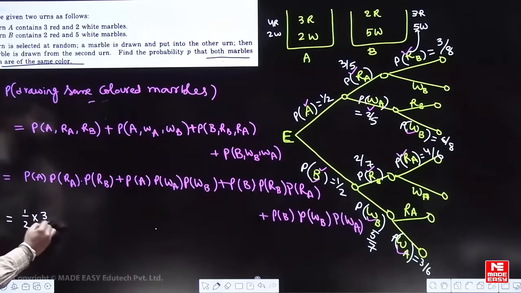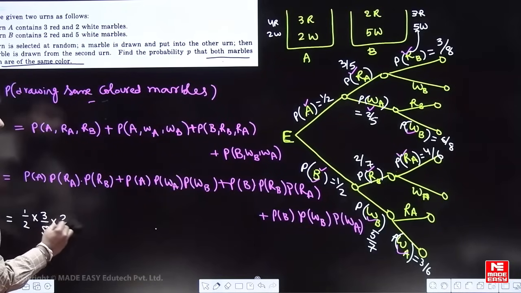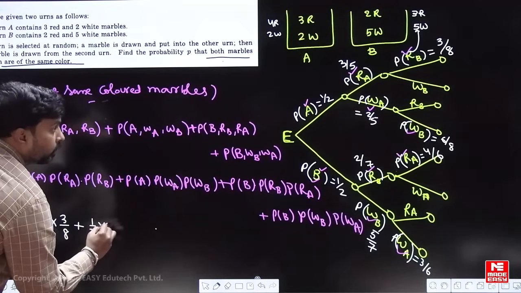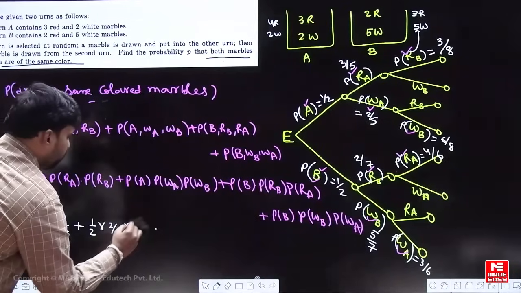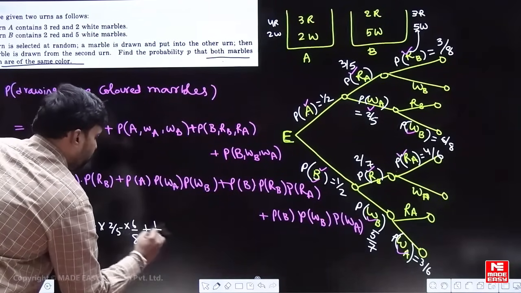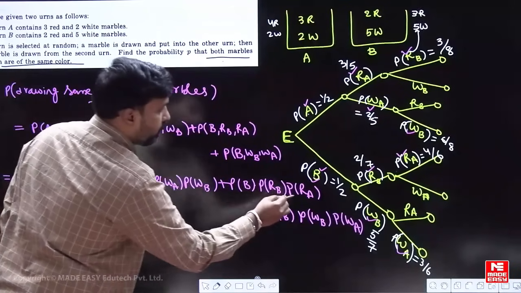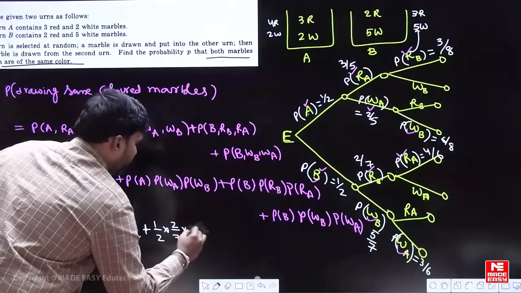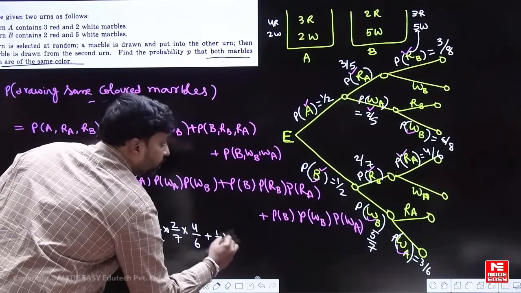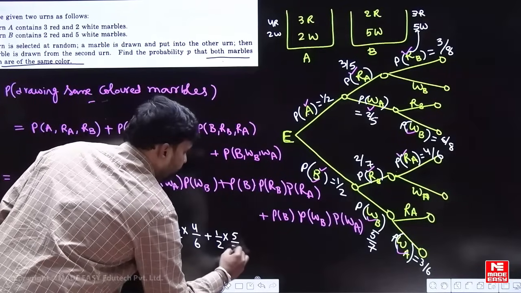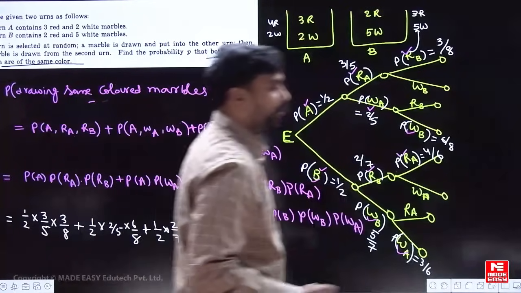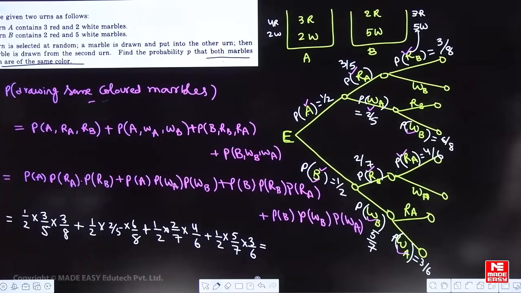So 1 by 2 into 3 by 5 into 3 by 8 plus 1 by 2 into 2 by 5 into 6 by 8. 1 by 2 into, yes, this one, into this 2 by 7 and 4 by 6 plus 1 by 2 into 5 by 7 into 3 by 6 here. So this summation you have to do it. So if you add all these things, so what is the value you are going to get here?